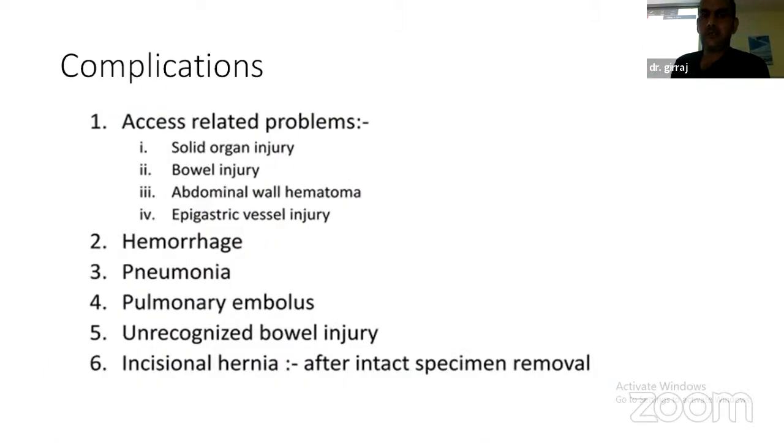Steps for robotic left nephrectomy: patient selection and port position, mobilization of the colon, dissection of the renal hilum, and after dissection, clamping in partial nephrectomy. Complications associated with laparoscopic or robotic nephrectomy: bleeding due to solid organ injury or blood vessel injury, bowel injury, abdominal wall hematoma, epigastric vessel injury, hemorrhage, pneumonia, pulmonary embolus, unrecognized bowel injury, and incisional hernia after intact specimen removal.